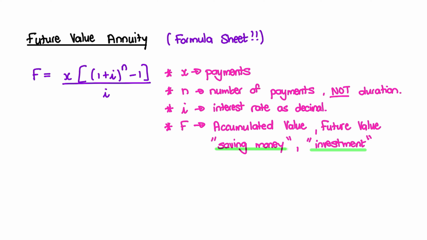So in our question, we know that we need to use this formula when we see the wording say we save money that we will receive in future or make some sort of investment in which we will make regular payments. In the following videos, we'll do exam type questions based on the future value annuity.